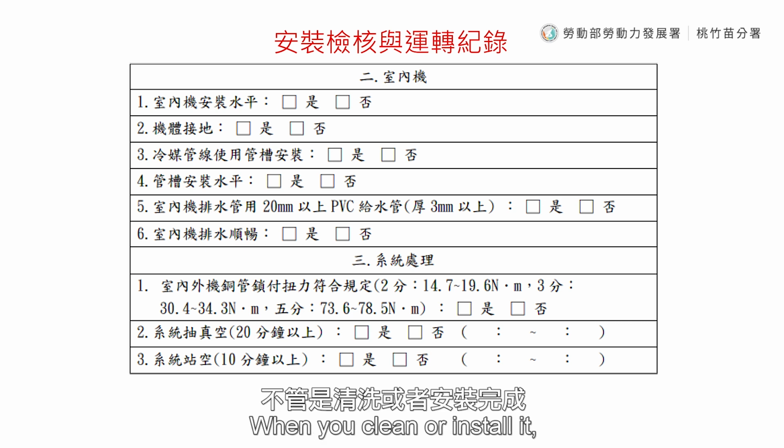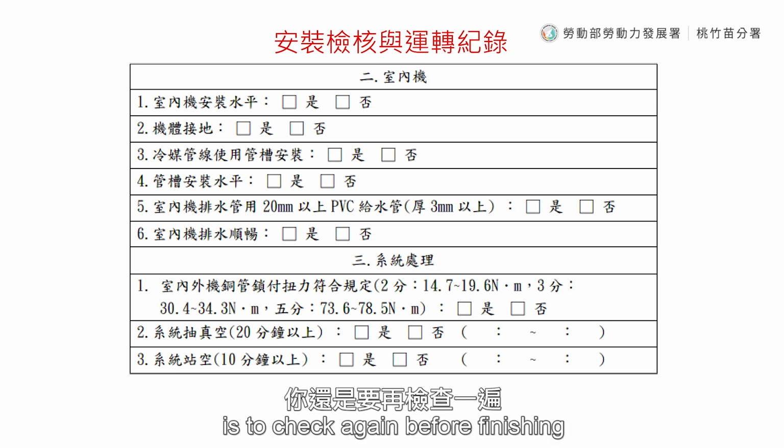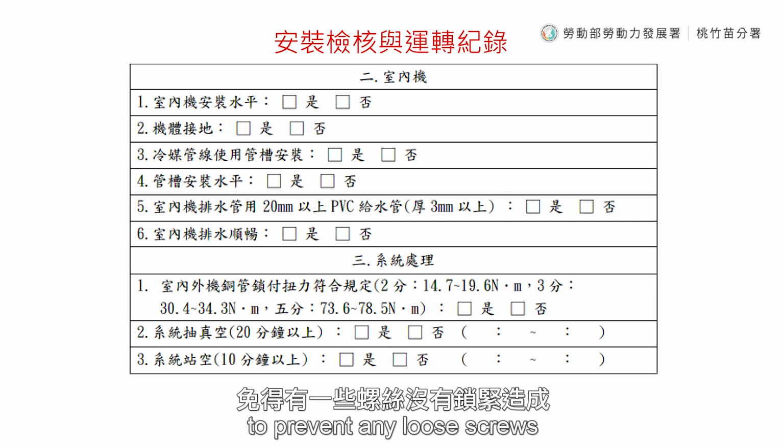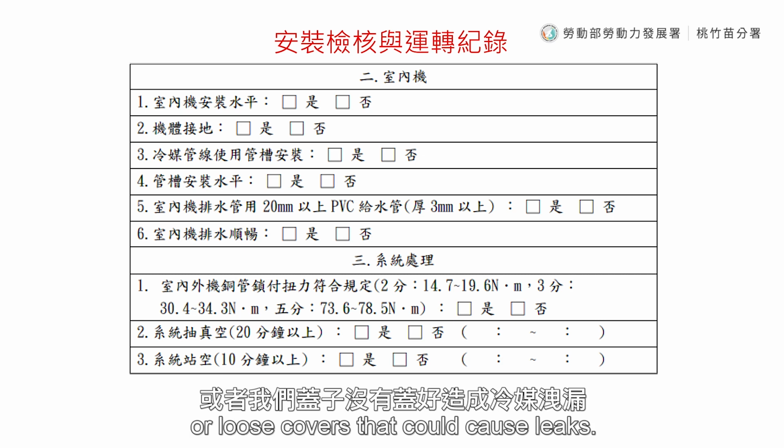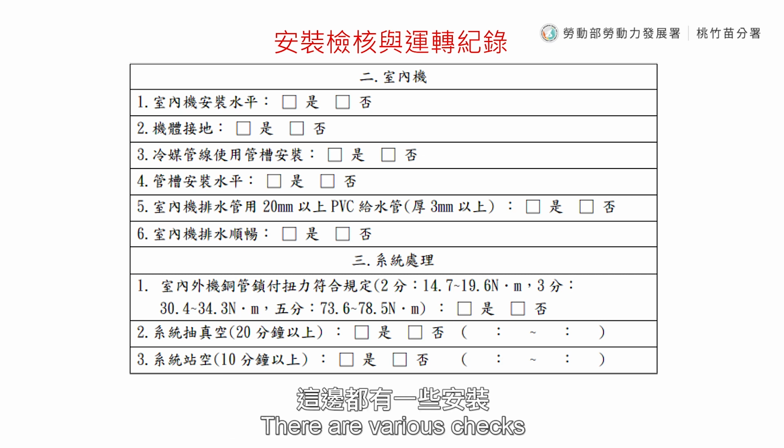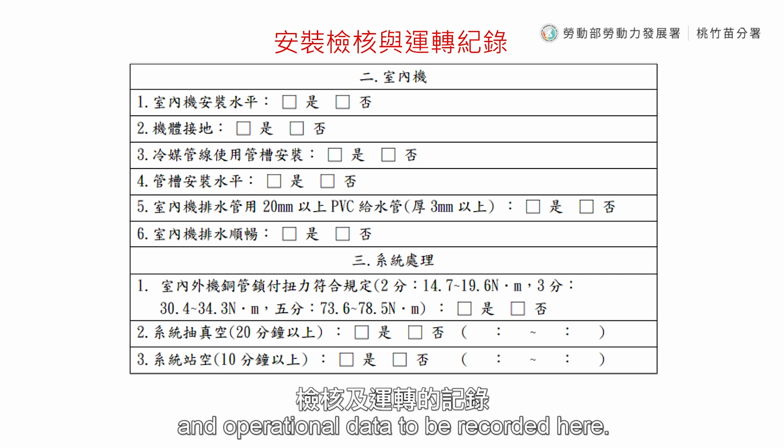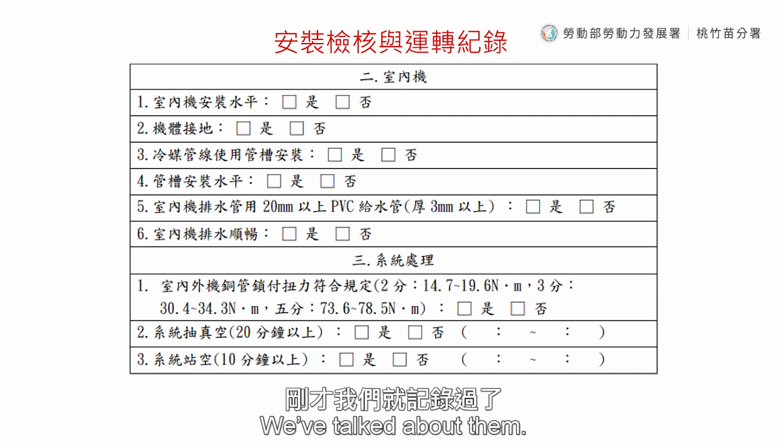Finally, for the entire system, when you clean or install it, the most important step is to check again before finishing to prevent any loose screws that haven't been secured or loose covers that could cause leaks. There are some various checks and operational data to be recorded here. We've talked about them.